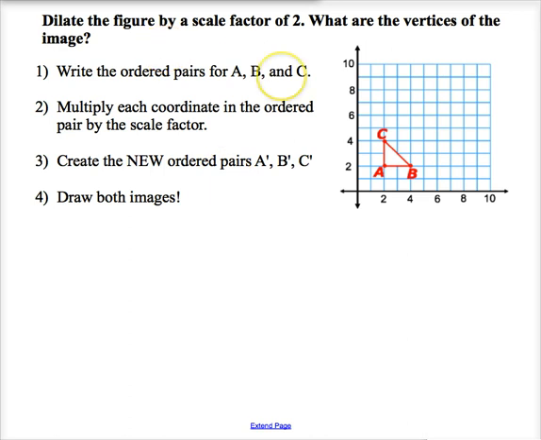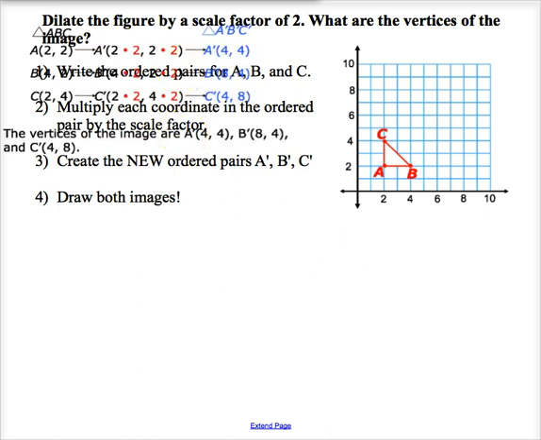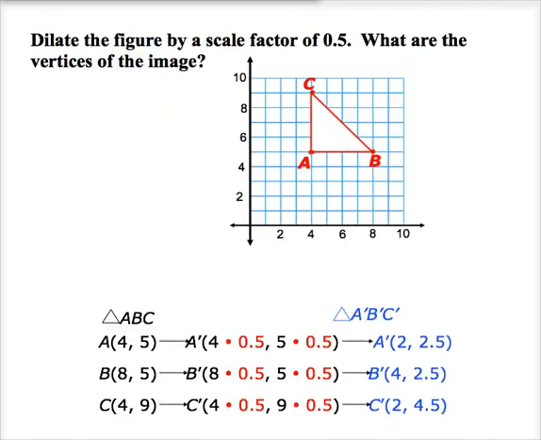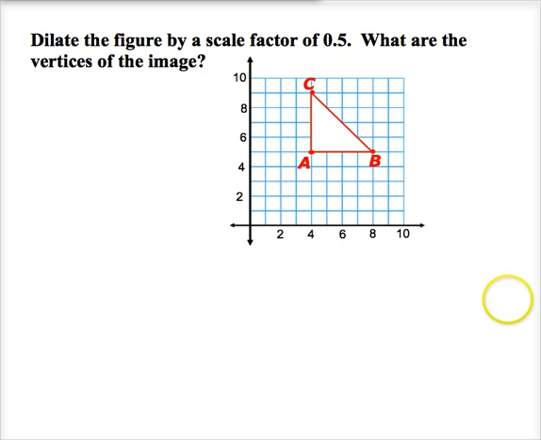I'm going to try and write the ordered pairs, multiply each coordinate in the ordered pair by the scale factor, create new ordered pairs, and then draw both images. And this time with the scale factor of 2, as you can imagine, it's going to be larger. You should get something that looks like these are our new ordered pairs. So if we're dilating by a scale factor of 0.5, again, that's going to be shrinking the shape. Take a moment to do that, and we're going to come back and check our work.